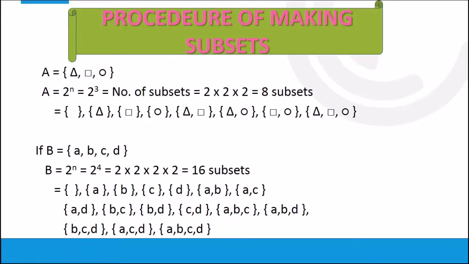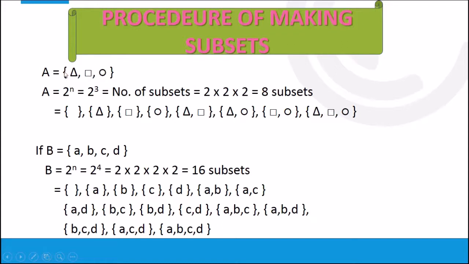Now students, come to the procedure of making subsets. How to make them? First, I have selected a very easy example for you. The first one is A is equal to triangle. These are the shapes: triangle, square and circle.